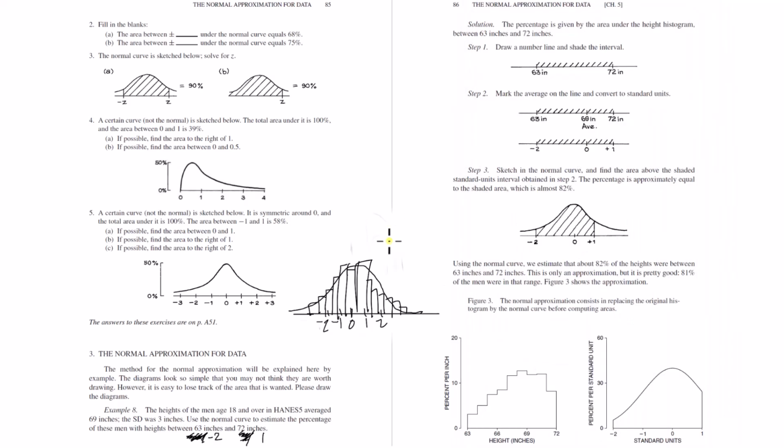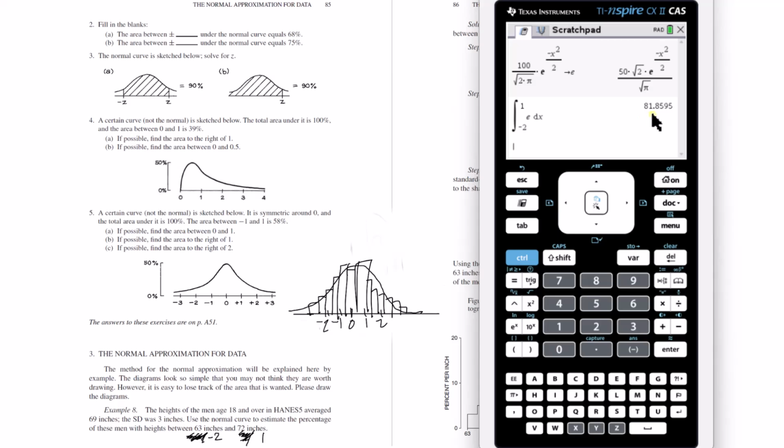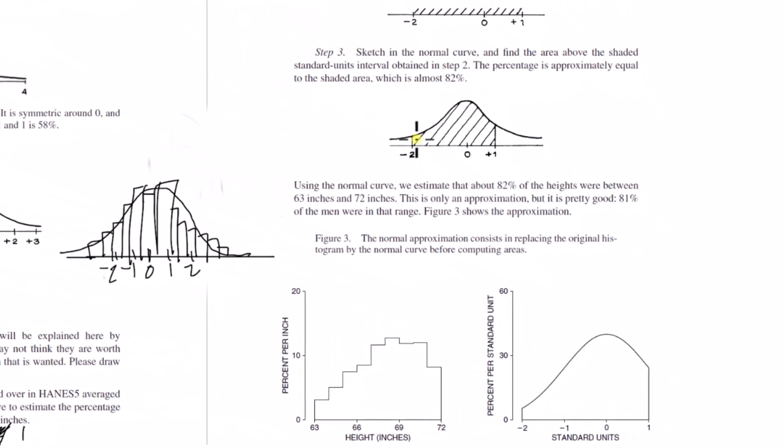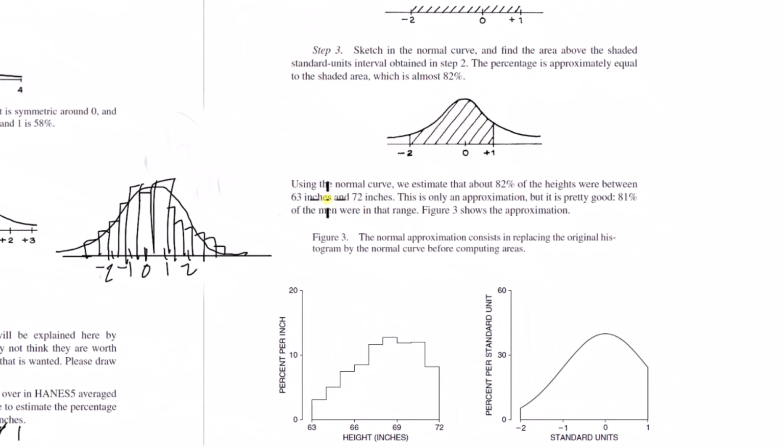81.9. So the percentage of these men in this study with heights between 63 and 72, we can estimate with the normal curve that it's 81.9% of data points. 81.9% of the men in the study had a height within this range. There you go, 81.9, that's 82%. That's this area. Using the normal curve, we estimate that about 82% of the heights were between 63 inches and 72 inches. This is only an approximation, but it is pretty good.